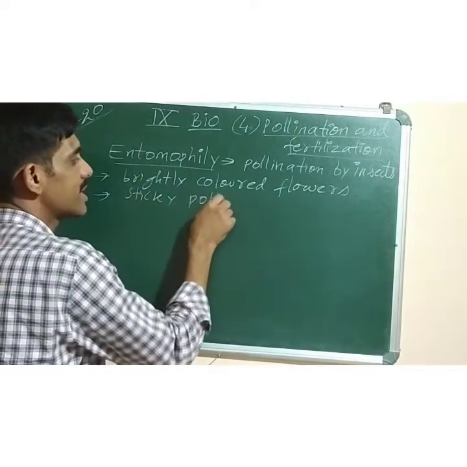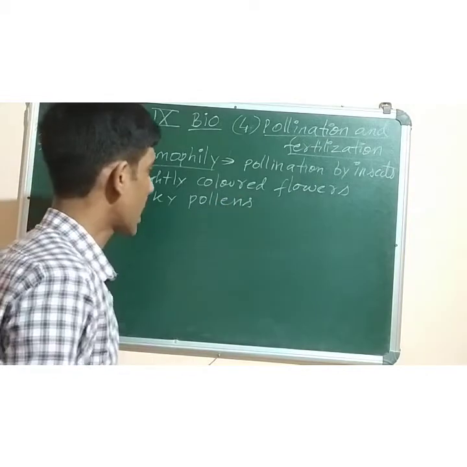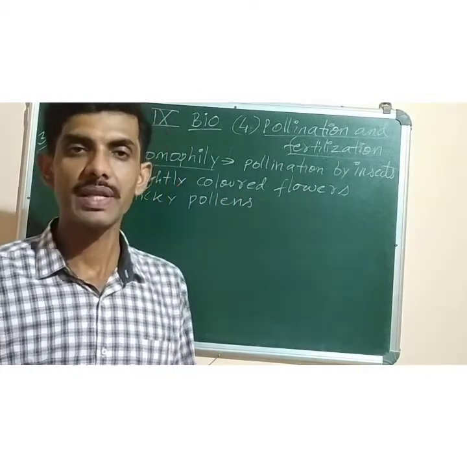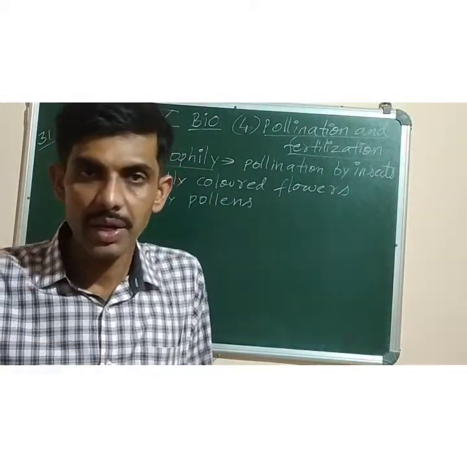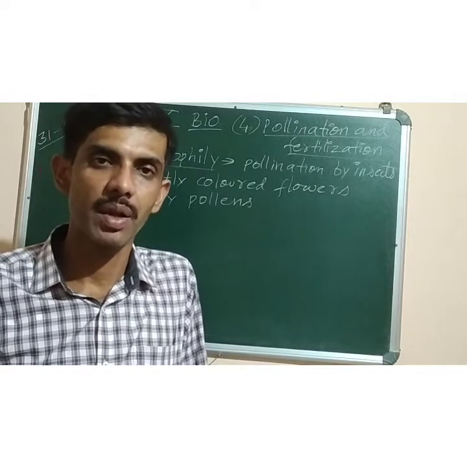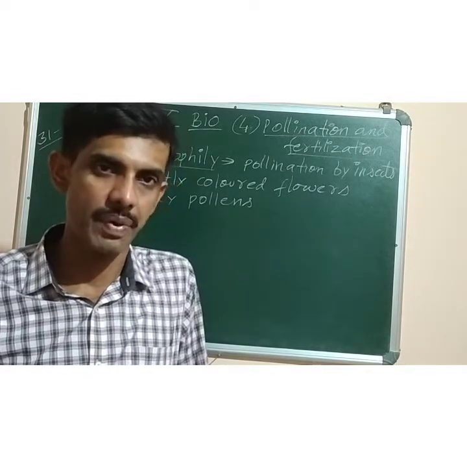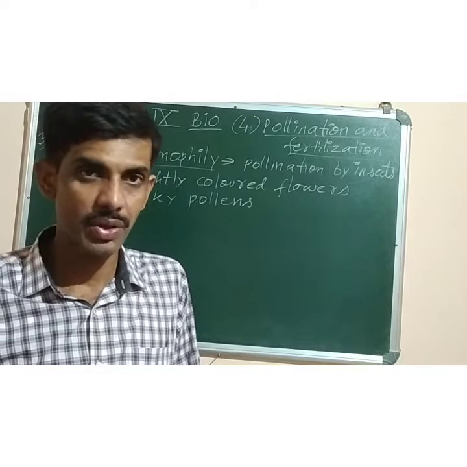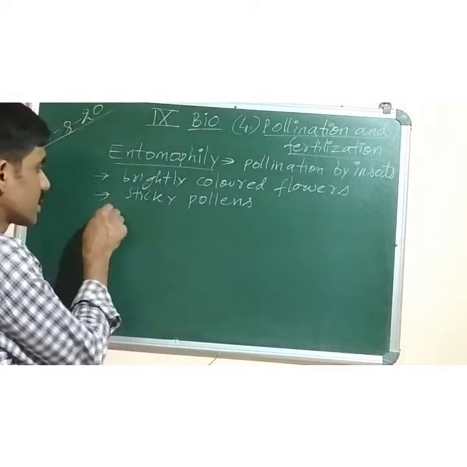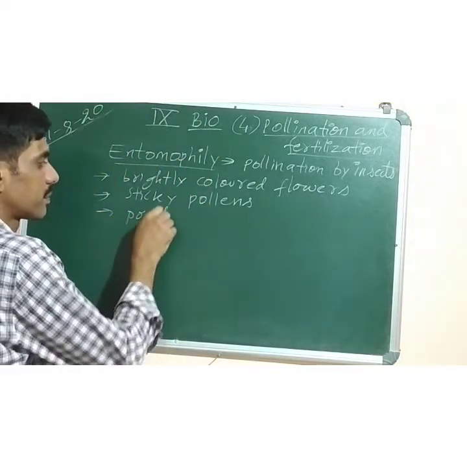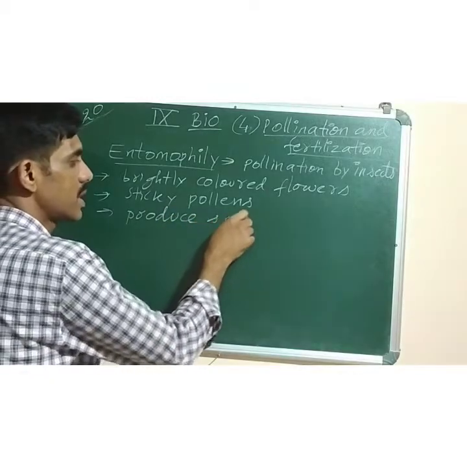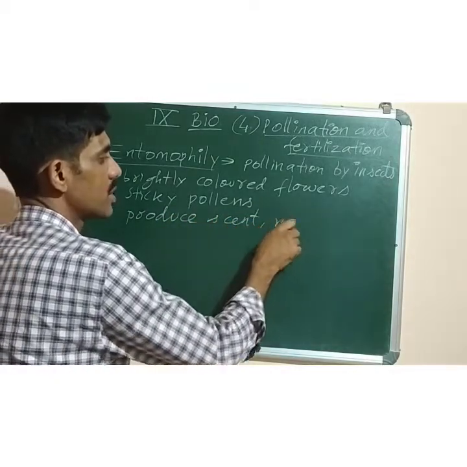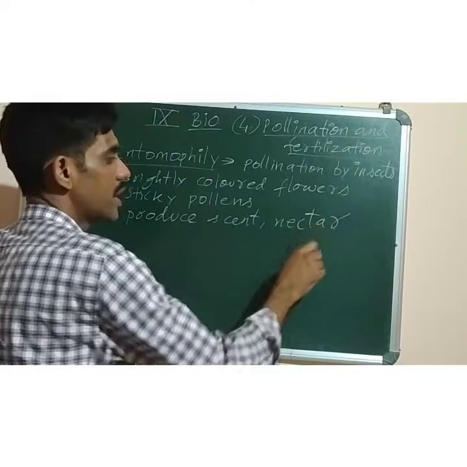Why are the pollen grains sticky? So that they can stick to the body of insects and get transferred from one flower to the other when the insect visits another flower. Then the third characteristic you can say, they produce scent and nectar. They produce scent. They also produce the nectar at the base of the petals.